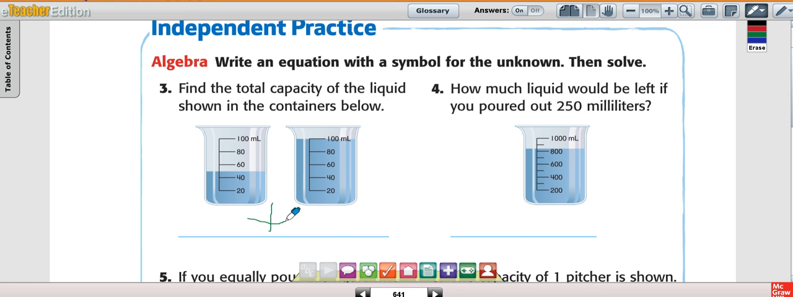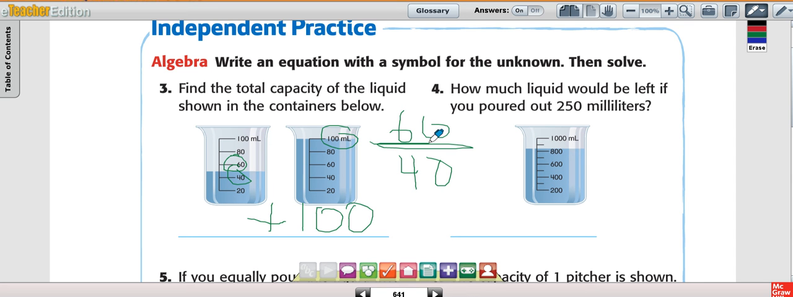Obviously, the big container, the one that's filled up all the way almost to the top, that's 100. Okay. Now I have the other container. The level of the water is between two numbers, right? So it's between 60 and 40. So what's between 60 and 40? 50, because it's halfway. So I need to add 50 plus 100, which is 150. So 150 milliliters. Make sure you write milliliters. M, lowercase m, and capital L.